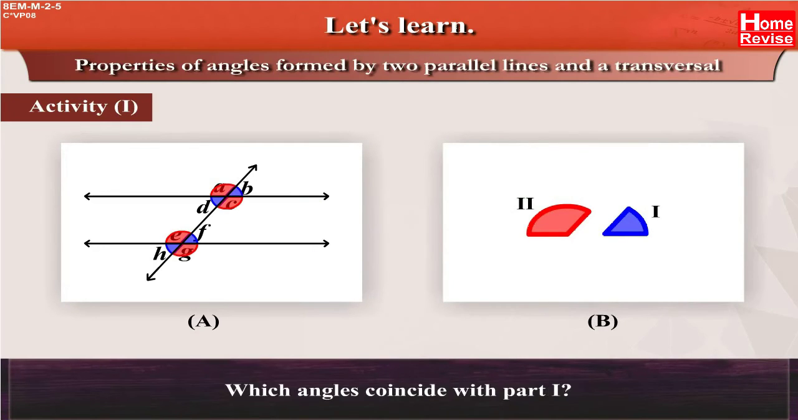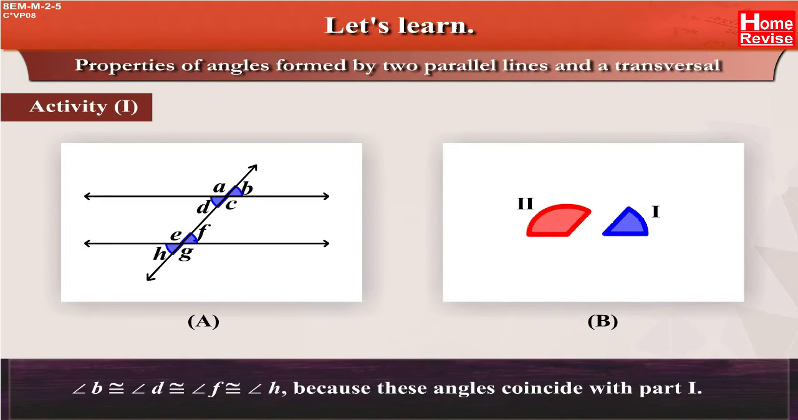Which angles coincide with part 1? Which angles coincide with part 2? We see that angle B is congruent to angle D, which is congruent to angle F, which is congruent to angle H, because these angles coincide with part 1. Angle A is congruent to angle C, which is congruent to angle E, which is congruent to angle G, because these angles coincide with part 2.